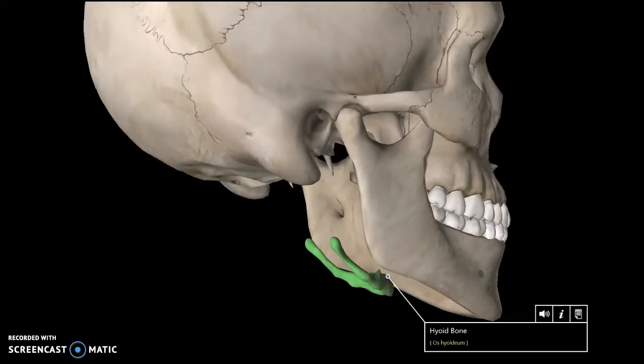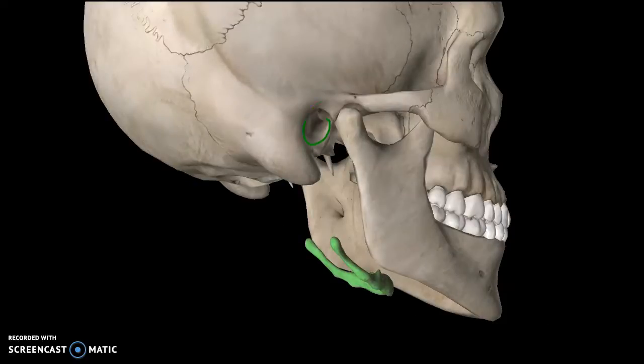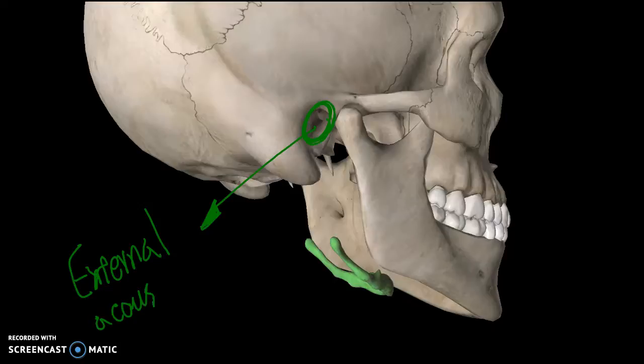And there's one more structure, this big hole here. This is actually for your ear, the hearing, and I'll make a tutorial for that later. This is known as the external acoustic meatus. So if there's external, know that there's internal. And if we look inside the skull, which I'll do in a sec, there's an internal acoustic meatus.